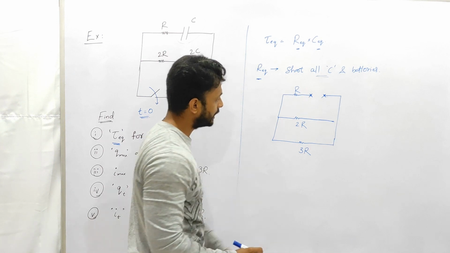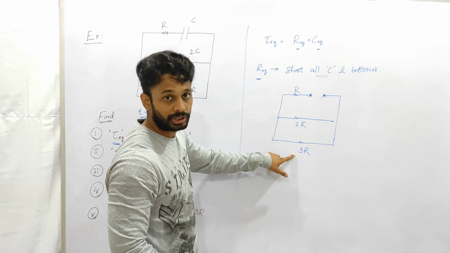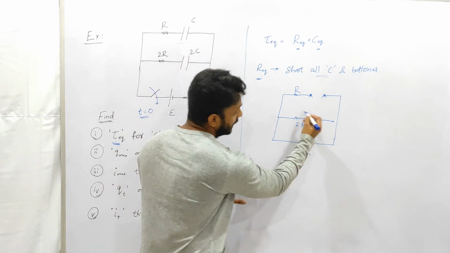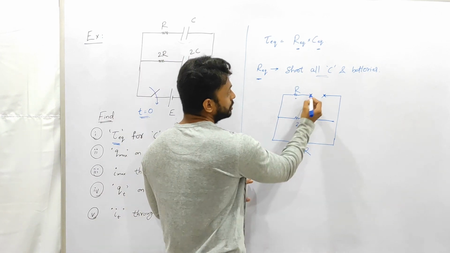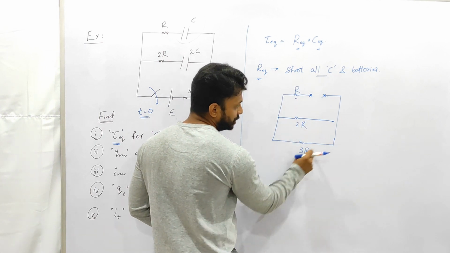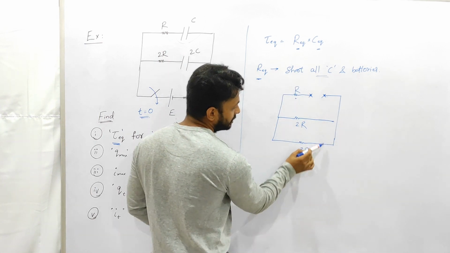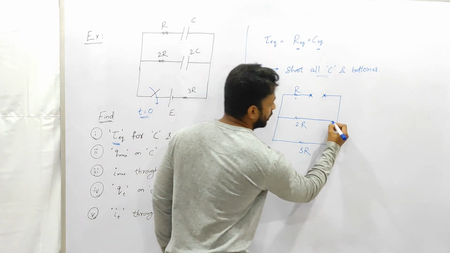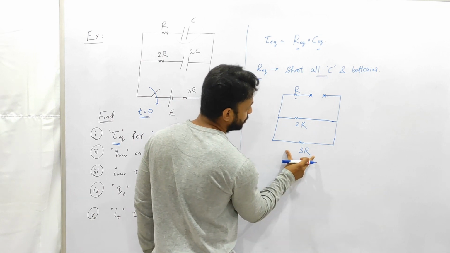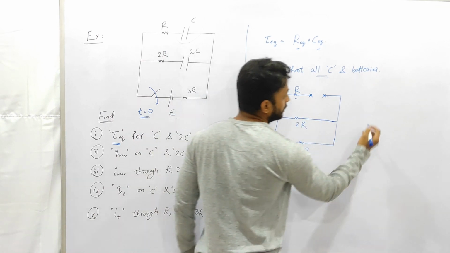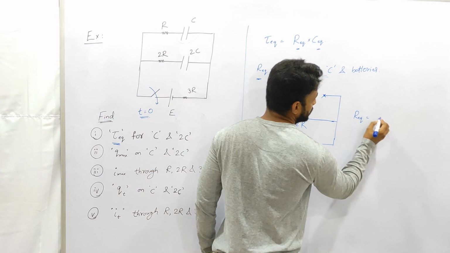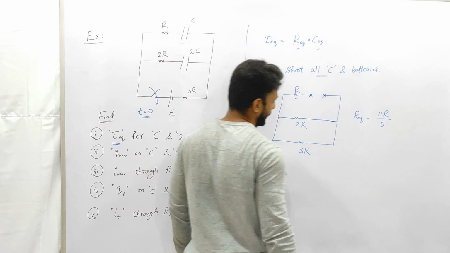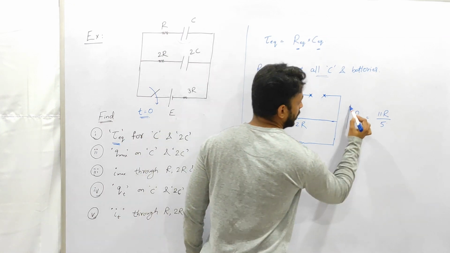Here, if you check, 2R and 3R are in parallel, and that result is in series with this R. So what does the R equivalent come out to be? First these two in parallel and then the result in series: 2R, 3R in parallel, that is in series with R. Solving that, you will get 6R by 5 plus R. So R equivalent comes out to be 11R by 5. So we got R equivalent here.